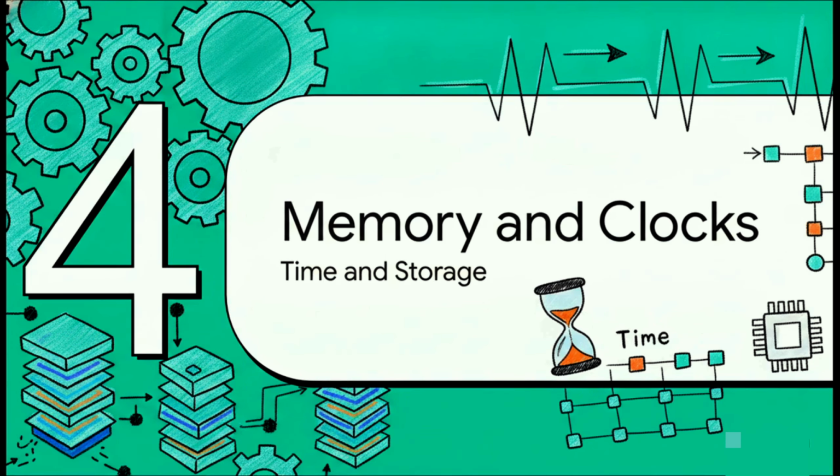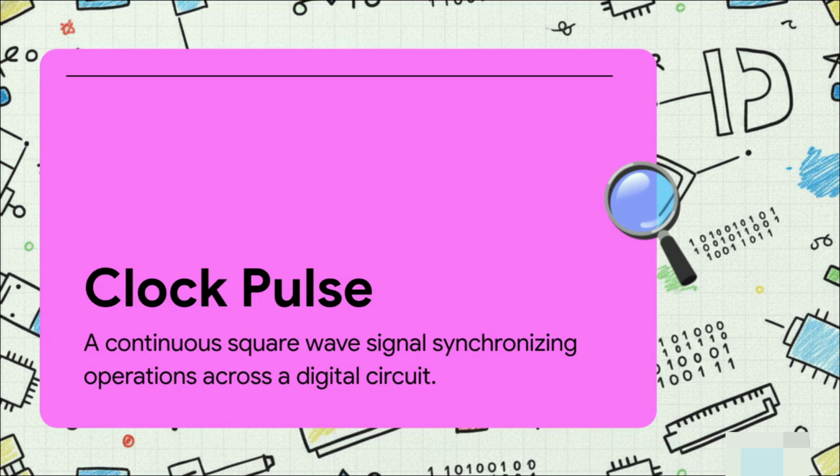Section 4. Adding memory and clocks. Okay, so our circuits can now do math, which is awesome, but we hit a massive hurdle. Calculating is great, but how does a computer actually remember the answer it just came up with? To solve that, we introduce time into our circuits using a clock pulse.